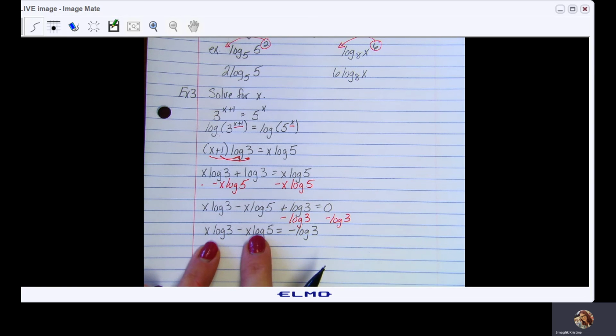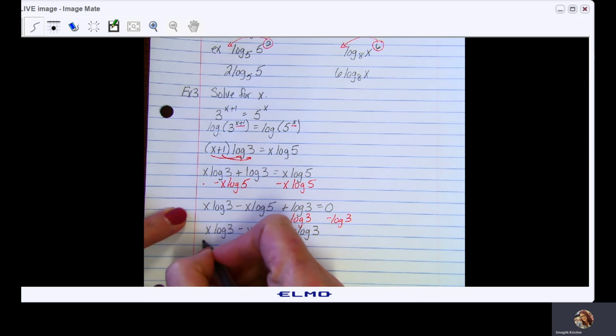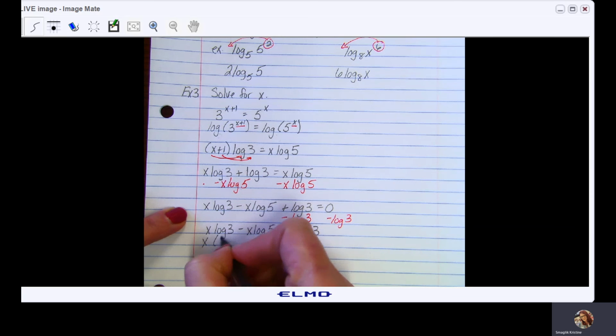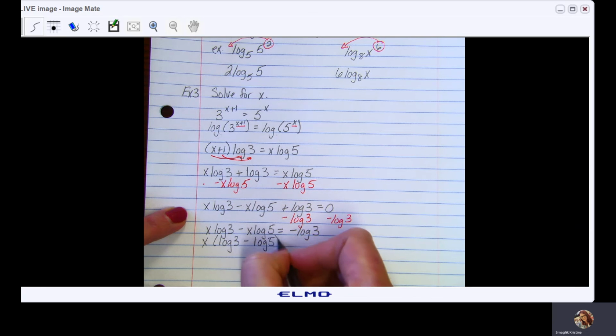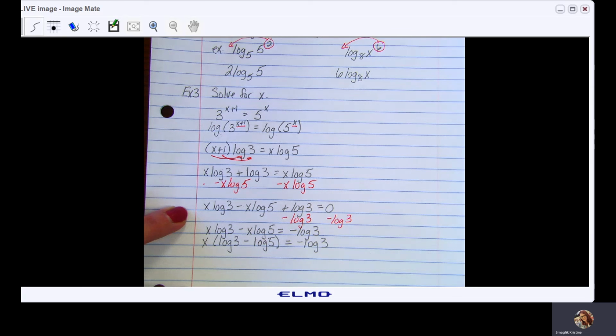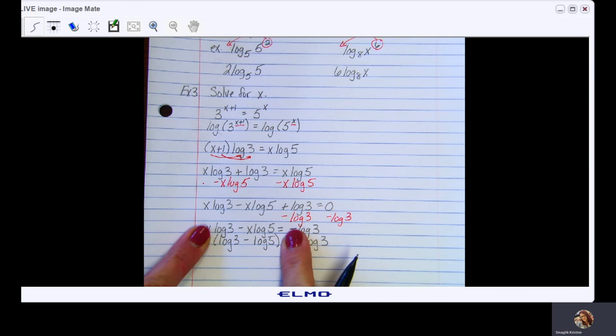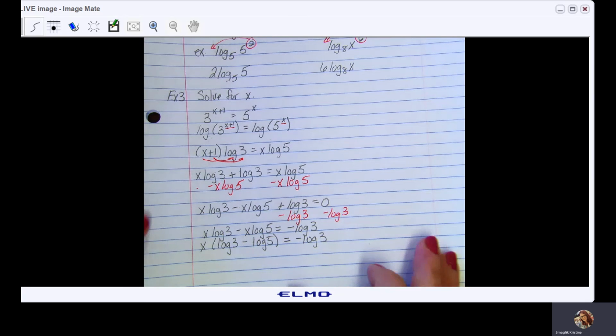Both of these terms have an x, so what I'm going to do is factor that x out. So if I factor it out, I'm going to have x times log 3 minus log 5 equals negative log 3. And now again, I'm trying to get x by itself. Well, it's being multiplied by this binomial. So all I'm going to do is divide both sides by log 3 minus log 5.